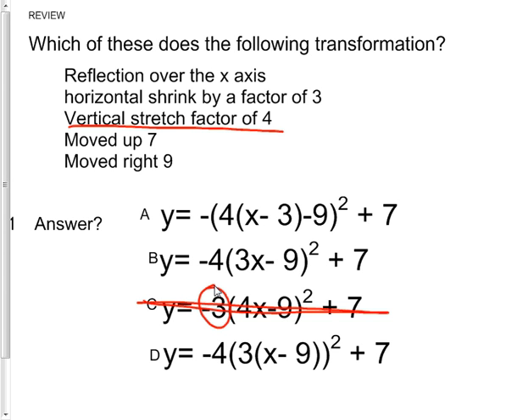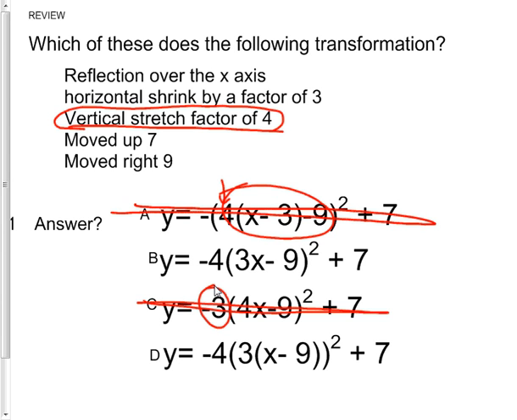Okay, who wants to nominate another one that cannot be right? A, because why? Tell me if I'm right that it's all on the inside here. There's nothing on the outside. Well, there is a negative, but there's supposed to be a stretch factor of 4 on the outside, and this isn't on the outside. So you're right, that's out. It's also just kind of goofed up on the inside too. The 3 and the 9 were all messed up. That leaves us B or D.